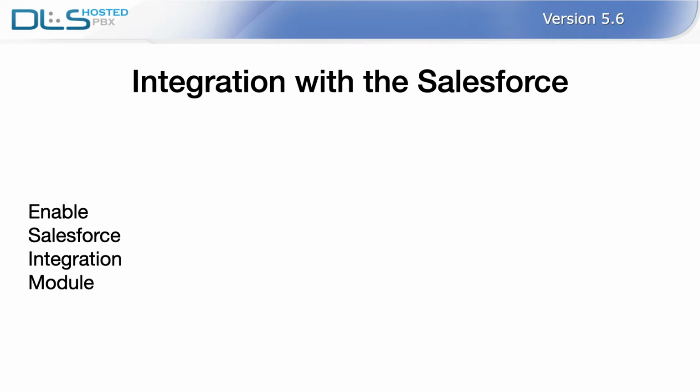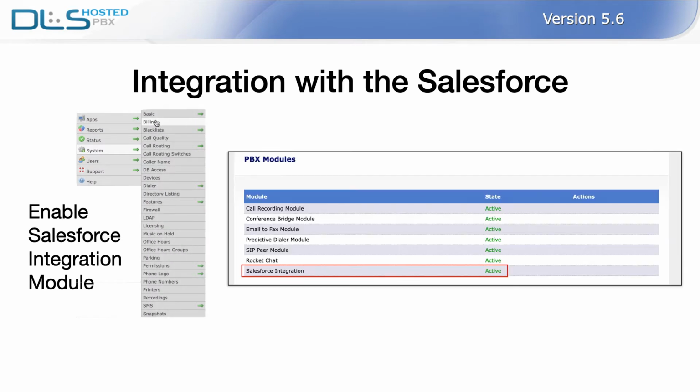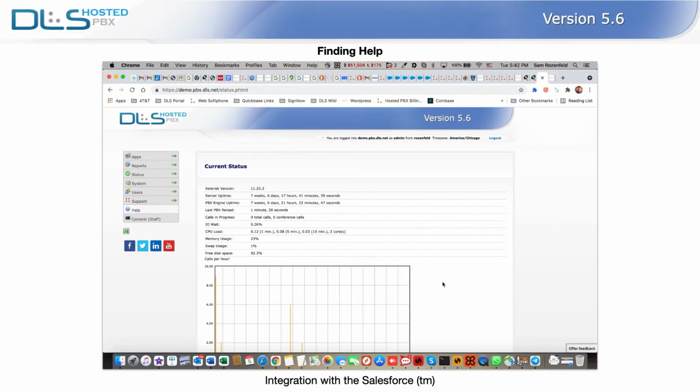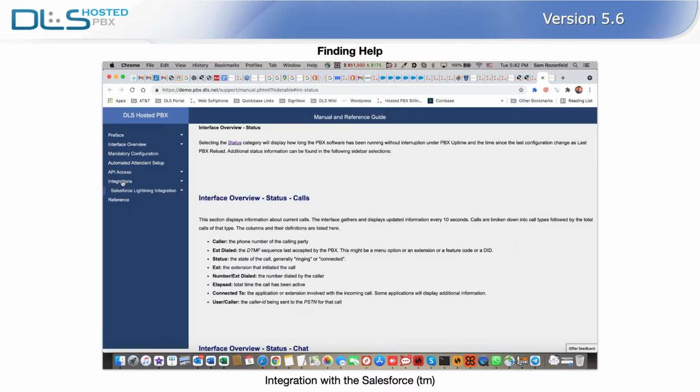Let's go through the setup process, shall we? Before setting up an integrated Salesforce dialer, you must first ensure that the Salesforce integration module is enabled in the PBX. Go to the System Billing menu from the main menu and make sure the Salesforce module is turned on. If it isn't, contact DLS Technical Support or your DLS account representative to get it activated. The steps to set up Salesforce integration are outlined in the DLS Hosted PBX manual, accessible via the DLS Hosted PBX Help menu.